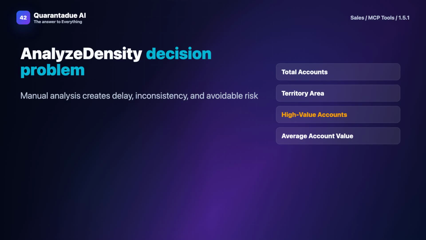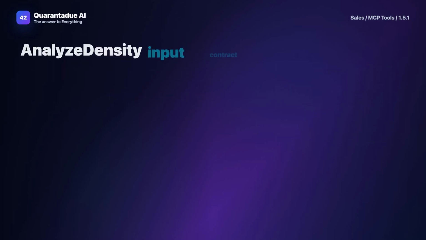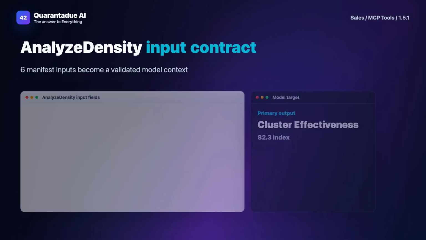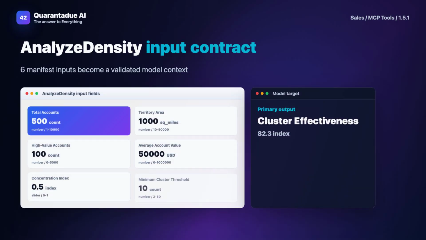Now, let's explore the technical method behind AnalyzeDensity. This isn't just about plotting points on a map. It's about applying spatial statistics to sales data. We use algorithms like kernel density estimation, which creates a smooth heat map of account concentration across a region.